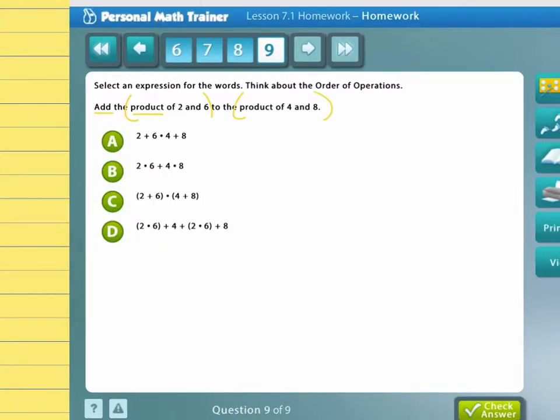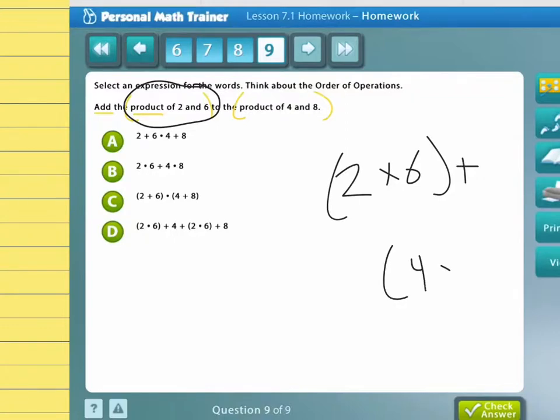Number 9, last problem in this homework, is add the product of 6 and 2. The product of 2 and 6 is 2 times 6. So we're going to add that to the product of 4 and 8. And product means multiplication. So I think that in this question, B is the proper one, even though they don't include the parentheses here. You can put those in there because multiplication is first, then you do the addition. So B is the correct answer.